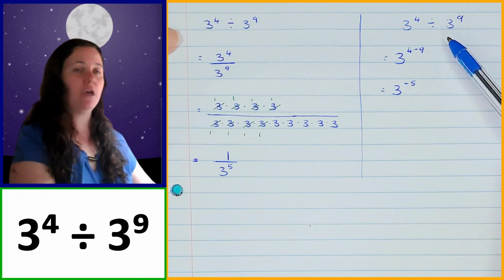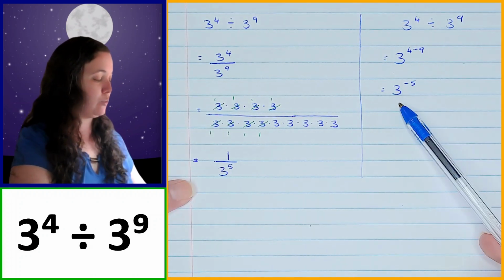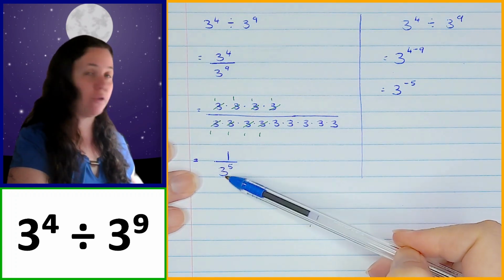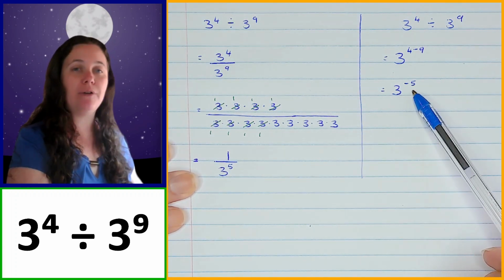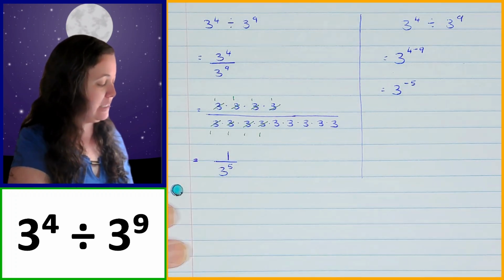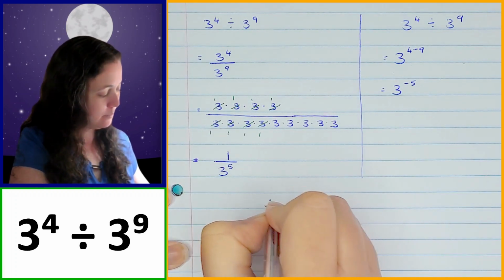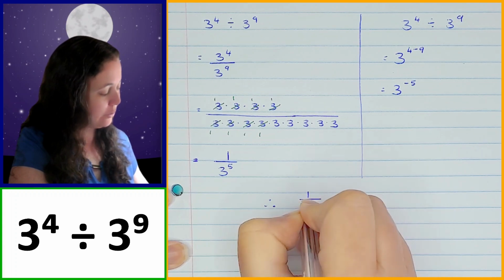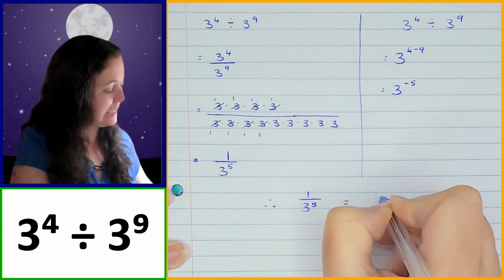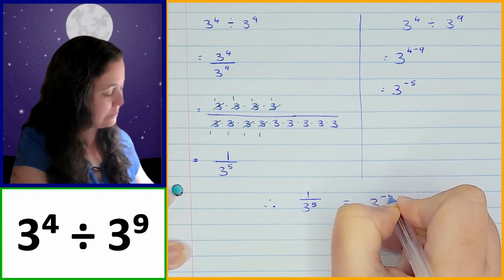Now these were both the same question, and this is what I ended up with by doing it in these two different ways. 1 over 3 to the power of 5 and 3 to the power of negative 5. What that means is that these are the same as each other. So now I can say, therefore, 1 over 3 to the power of 5 is the same as 3 to the power of negative 5.